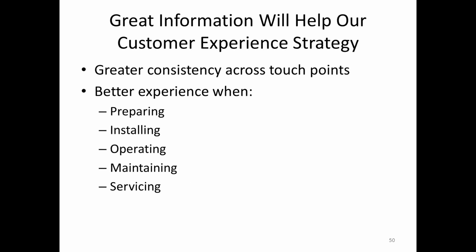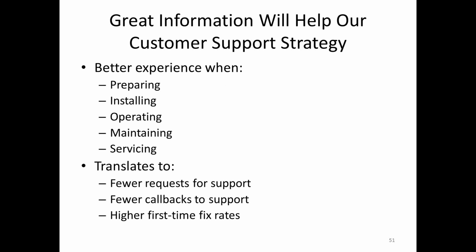Now let's say you have a customer experience strategy. How does great information have an impact on that? Well, it's about consistency and high quality across every single touch point. And a better experience, for example, when selecting, buying, preparing, installing, operating, maintaining, servicing. But it could even start with the buying process, with the selection process, not just at the point of usage. What about customer support? If you have a customer support strategy, great information means a better customer experience when they're preparing, installing, and so on. And that translates to fewer requests for support, fewer callbacks, and so on.